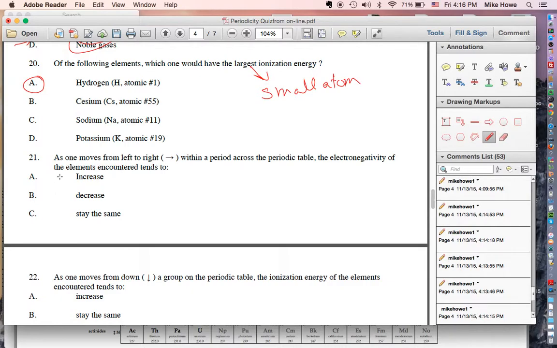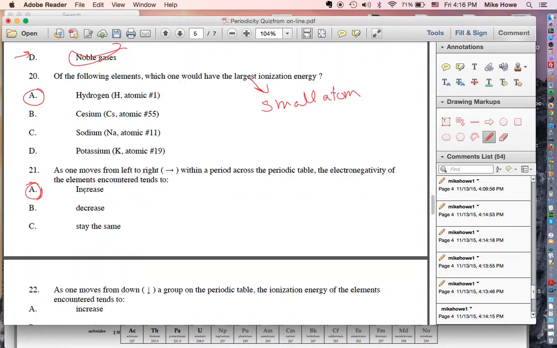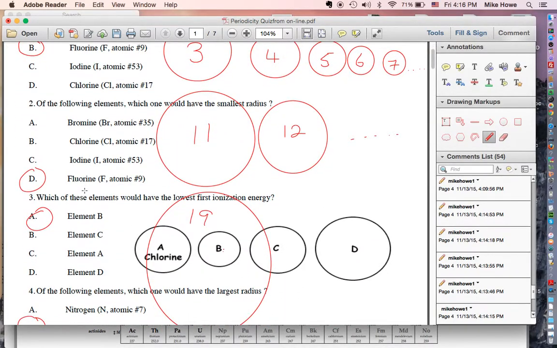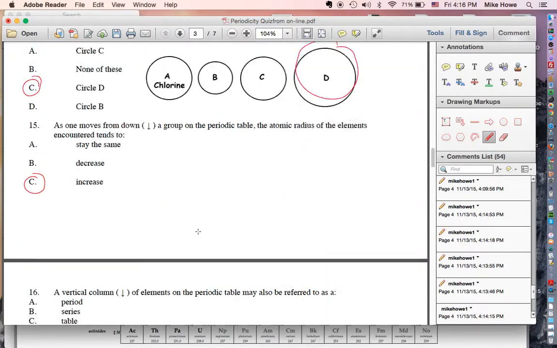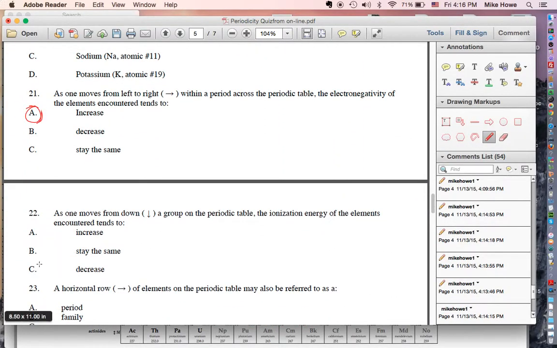21, as one goes from left to right, what happens to electronegativity? Atoms are getting smaller, so the electronegativity is going to increase. 22, what happens to ionization energy as you go down? Well, go back to your picture. As you go down, the atoms get bigger. 3, 11, 19, they're getting bigger. So which has the lower ionization energy? The biggest one. So this answer here, the ionization energy tends to decrease as you go down.